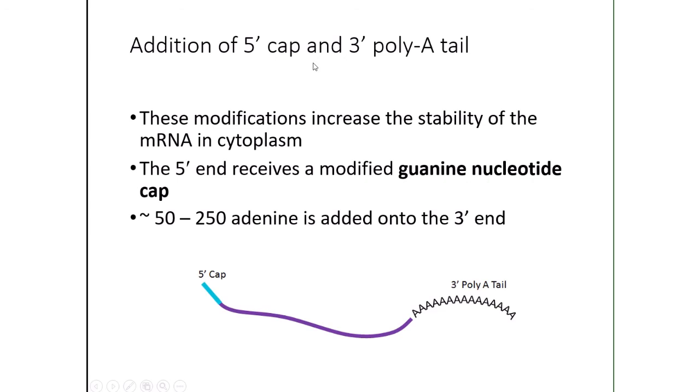So the 5' cap and the 3' poly A tail are going to increase the stability of the mRNA. The 5' cap is actually something that is made up of modified guanine nucleotides, and on the 3' end, you are going to be adding 50 to 250 adenines on it. That's why it's called a poly A tail. The adenine is the same as the nucleotide that you found in DNA, and both the cap and the tail will determine how stable the mRNA is.